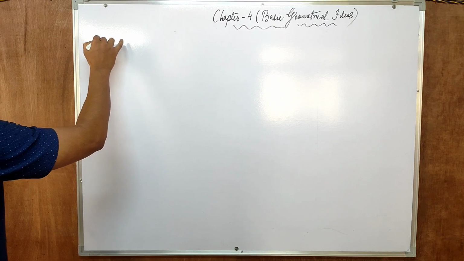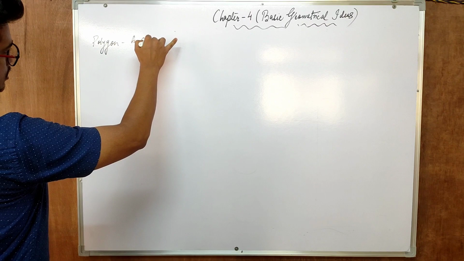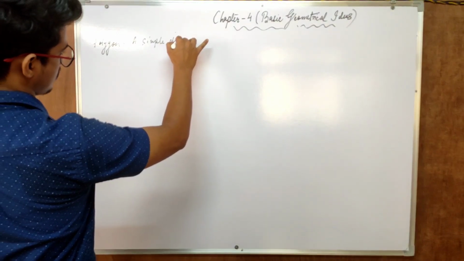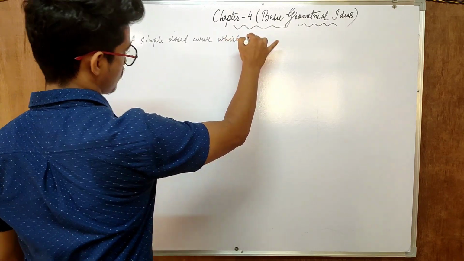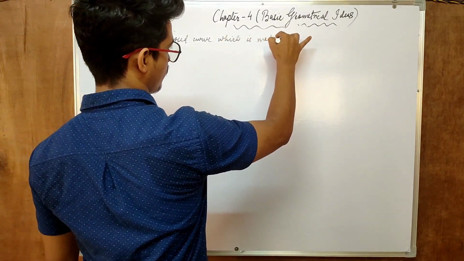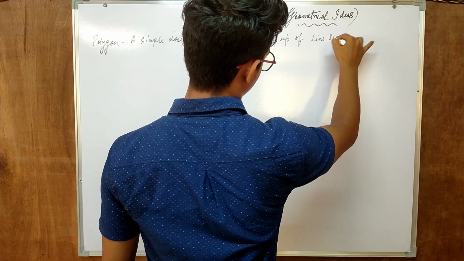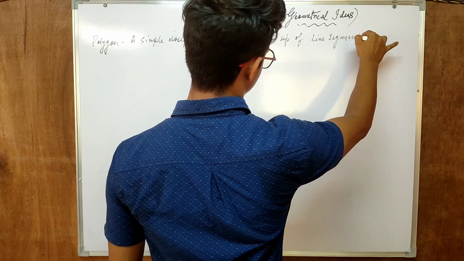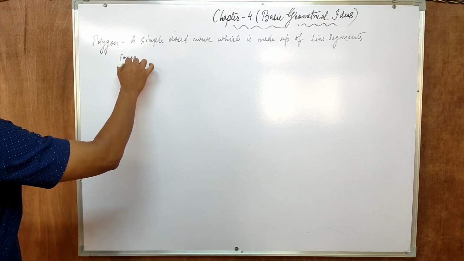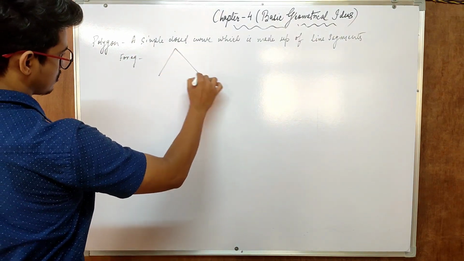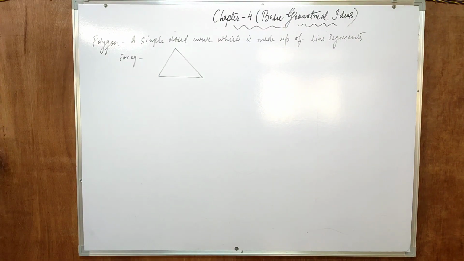All right, the next concept is polygon. So what exactly does polygon mean? Polygon is also a simple closed curve which is made up of line segments. That's it. It must be a closed curve made up of line segments. So for example, this is a polygon. What type of polygon is it? This is called a triangle.